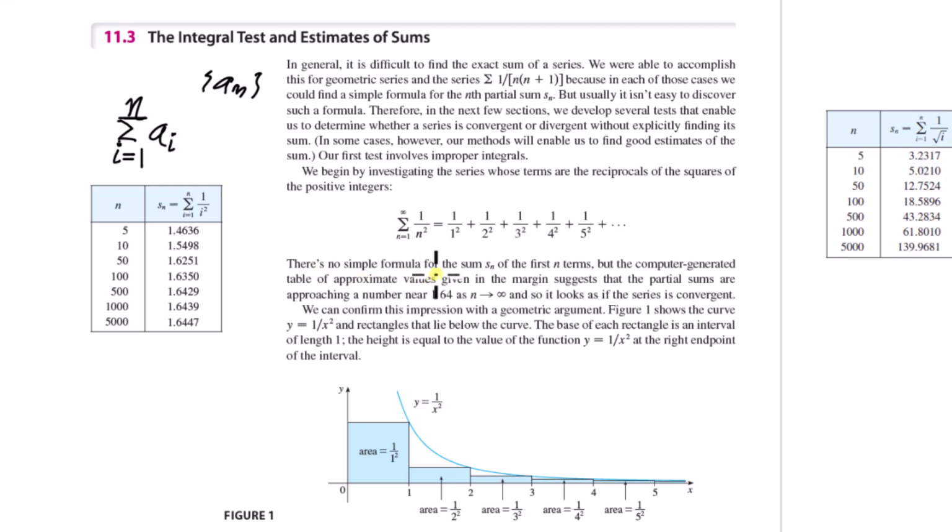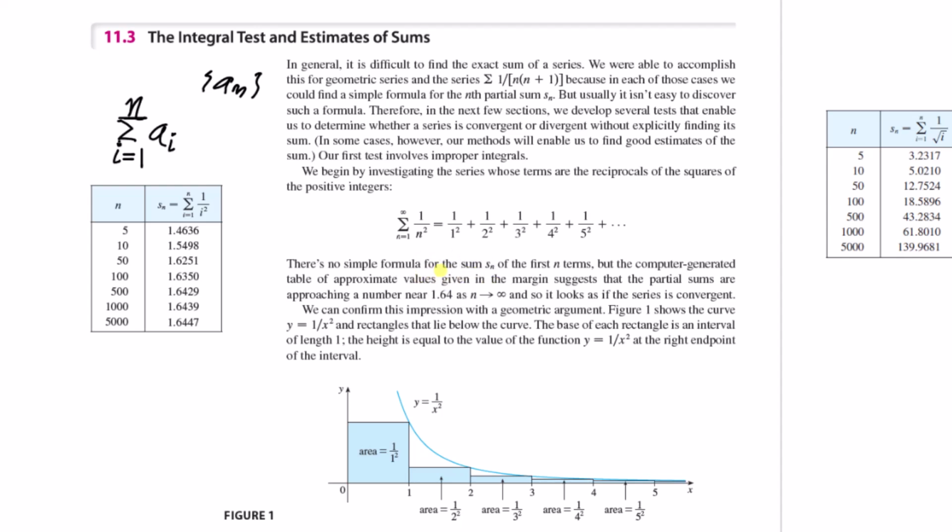There's no simple formula for the sum of the first n terms, but the computer-generated table of approximate values given in the margin suggests that the partial sums are approaching a number near 1.64. So it says there's no simple formula for S sub n. The first term would be 1 over 1, which is just 1. The second would be 1/4 plus 1. The third would be 1/9 plus 1/4 plus 1. And it's saying there's no simple formula for S sub n.